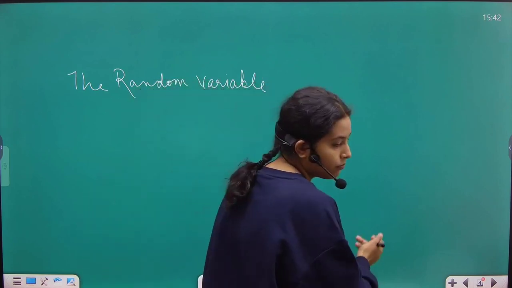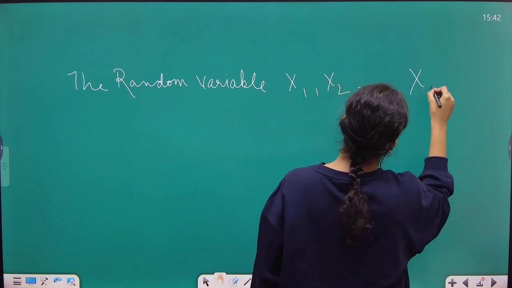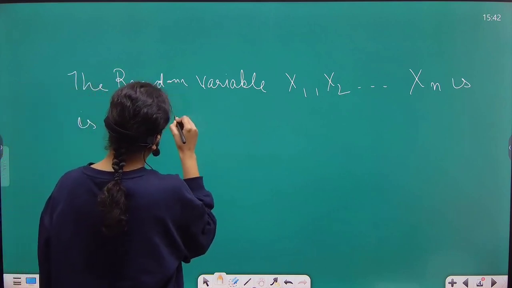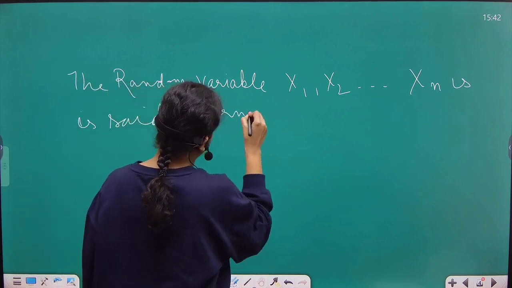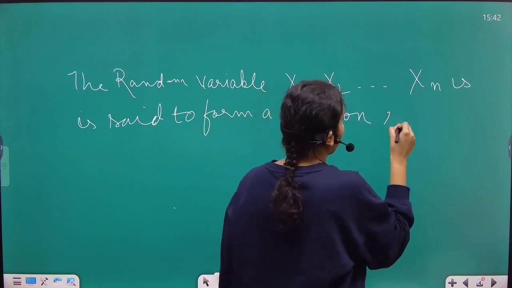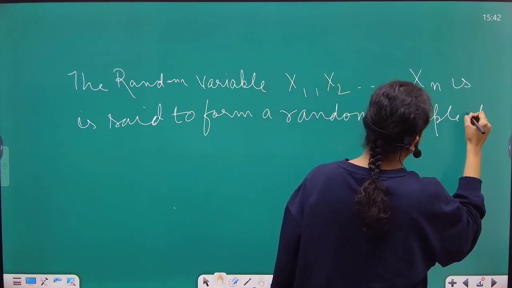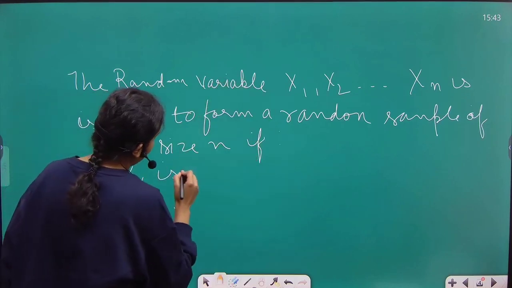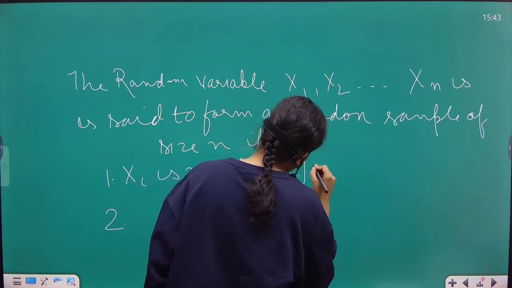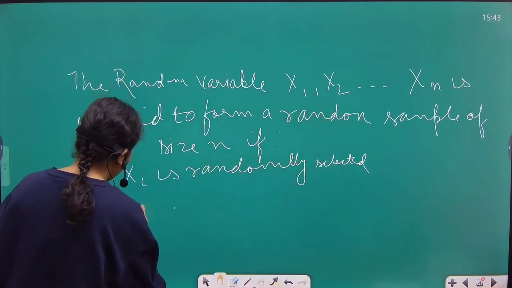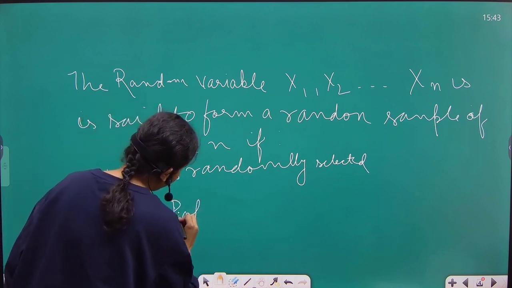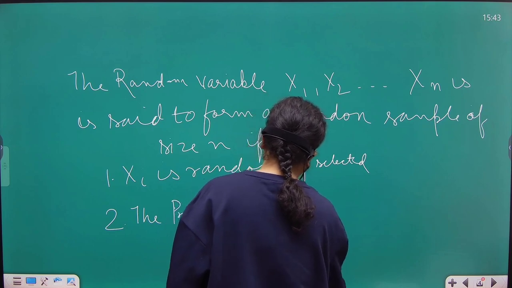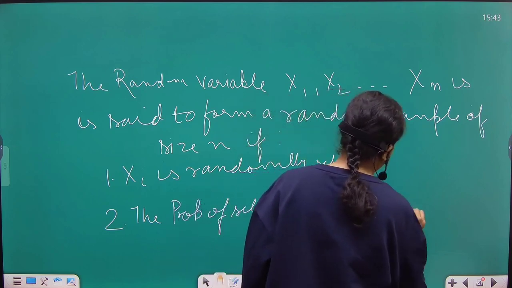The random variables x1, x2 till xn are said to form a random sample of size n if, first, each xi is randomly selected, and second, the probability of selecting each xi is equal.